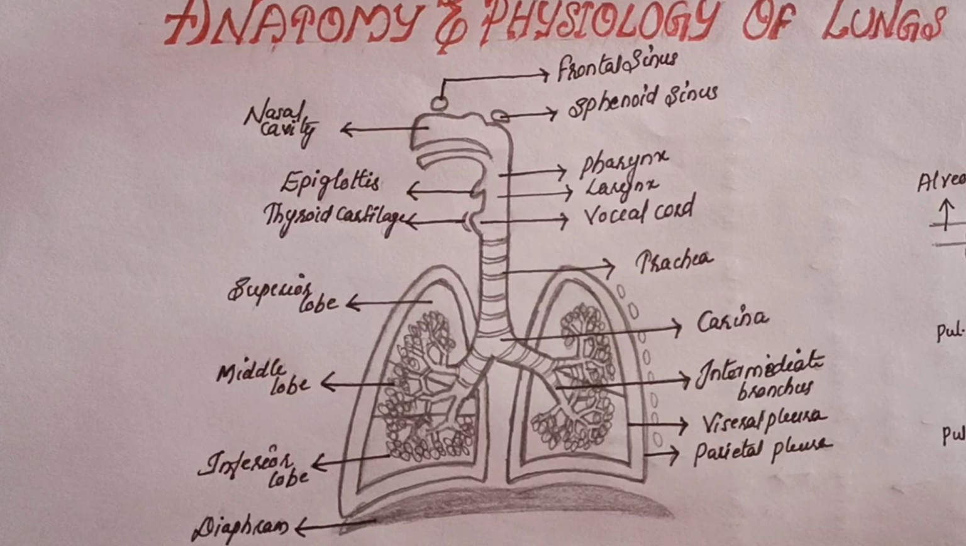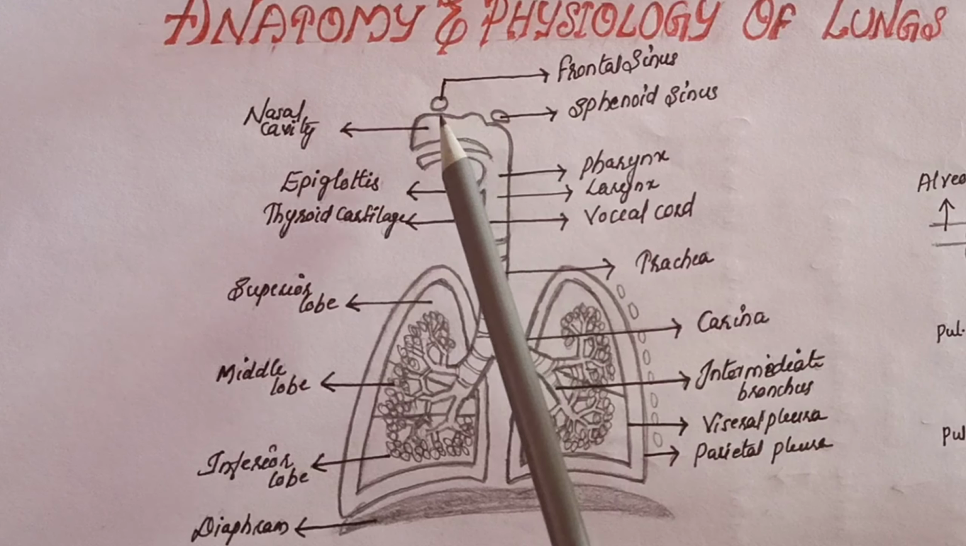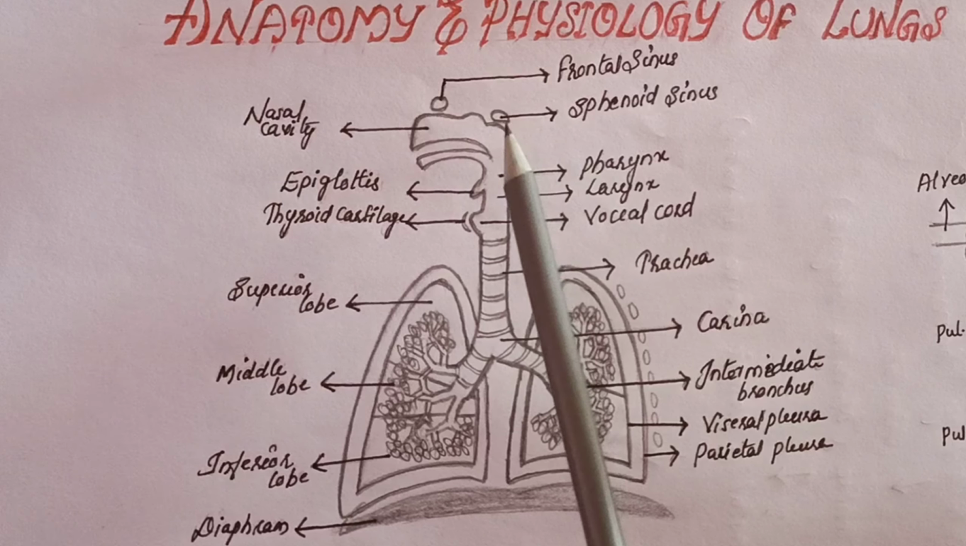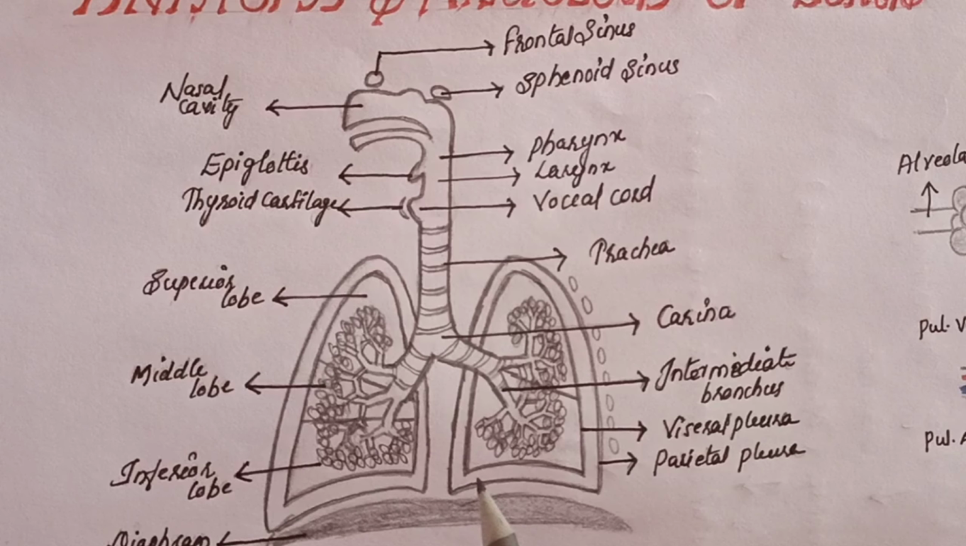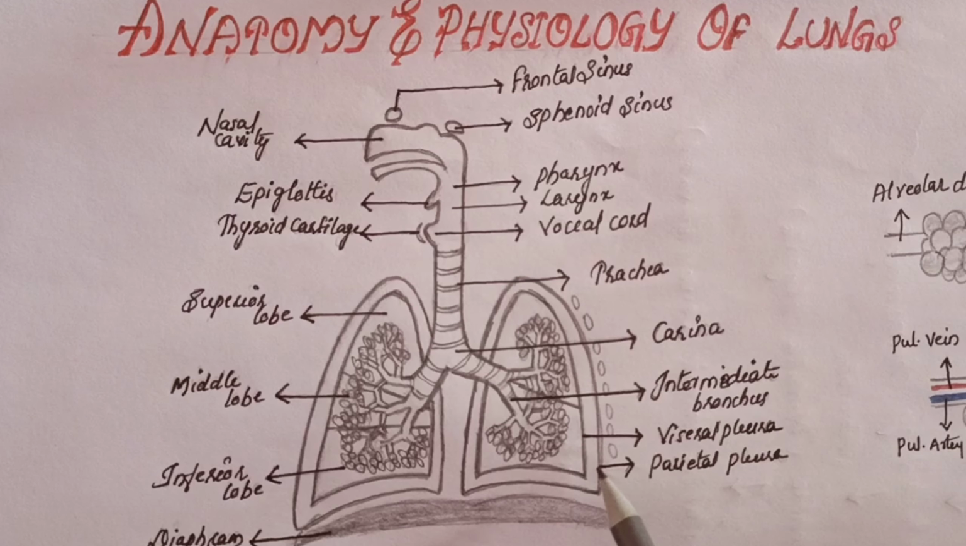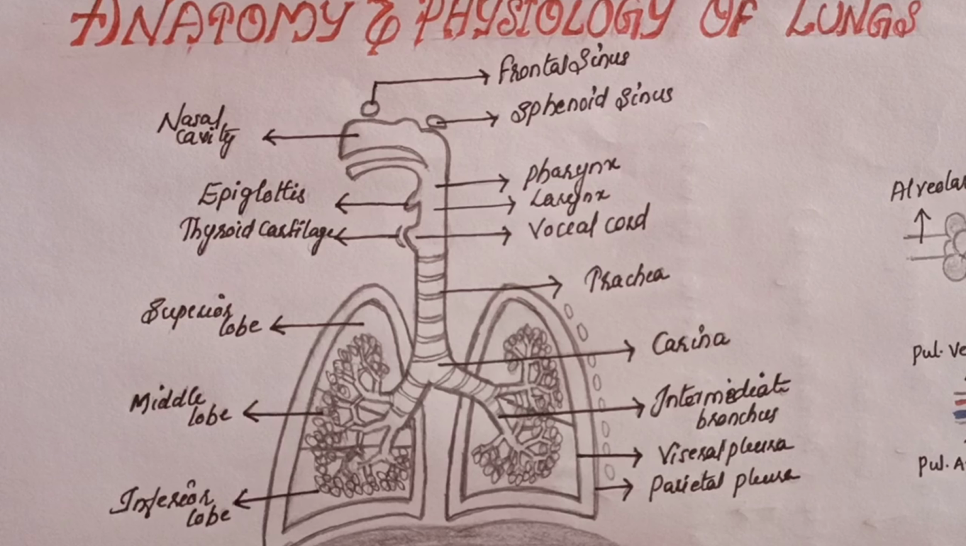They are some facial bones and sinuses, especially the frontal and the sphenoid sinuses, the intercostal muscles, and the diaphragm. Also, we have two layers of covering present in the lungs. They are called as visceral and the parietal pleura. In between this visceral and parietal pleura, we have pleural fluid. Now, let's start from the nose.